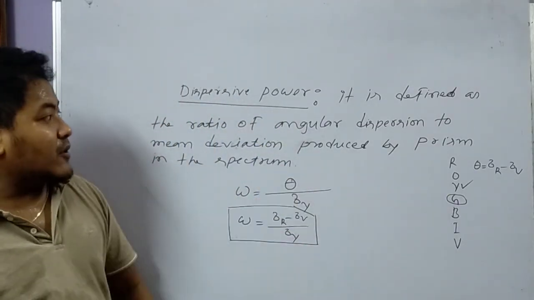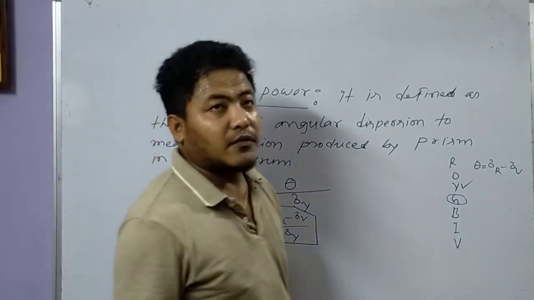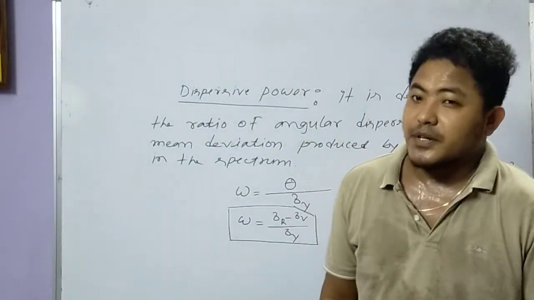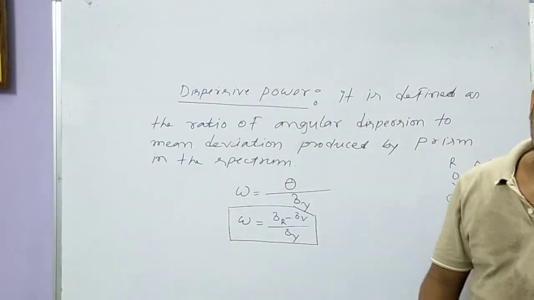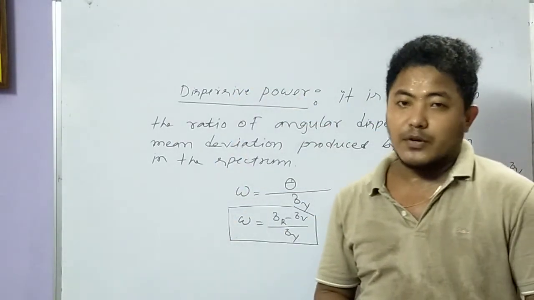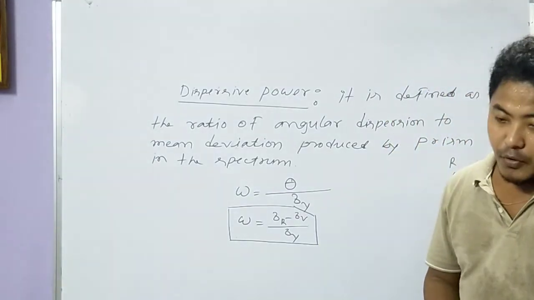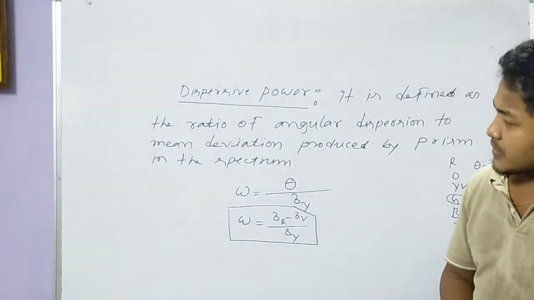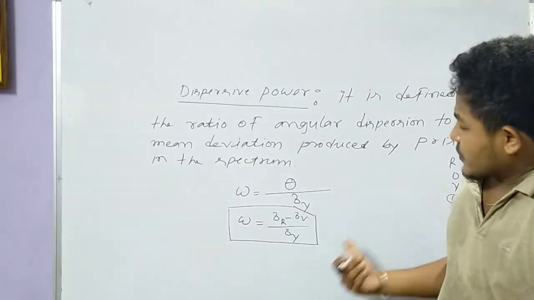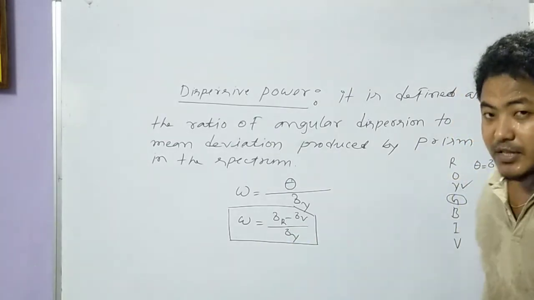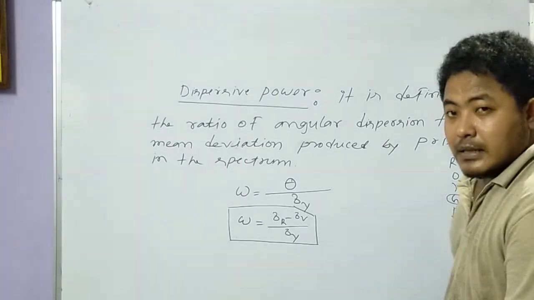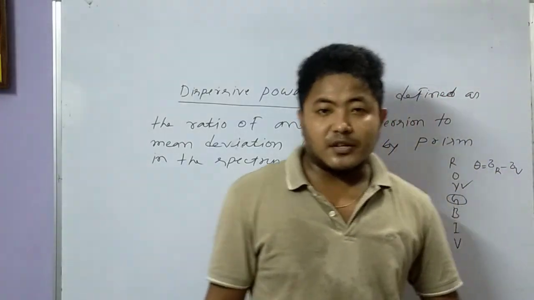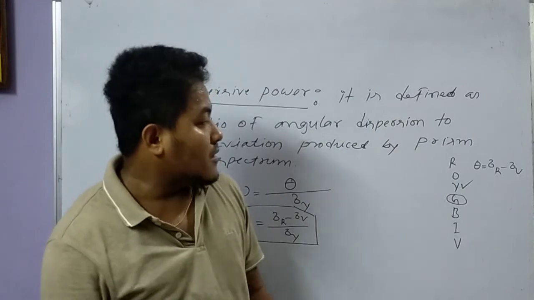So this was all about dispersion of light by a prism. It's a very simple thing we have discussed. The most important things are dispersive power and angular dispersion, and for mean deviation, as I told you, you should remember these things and not be confused about this topic. In the next class, we'll discuss the remaining part of this concept.